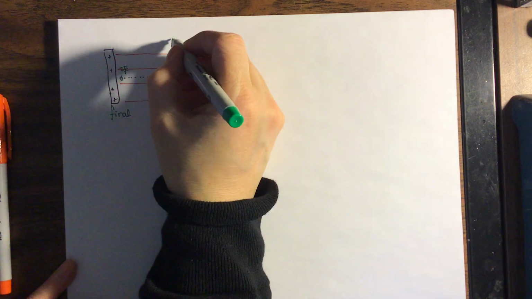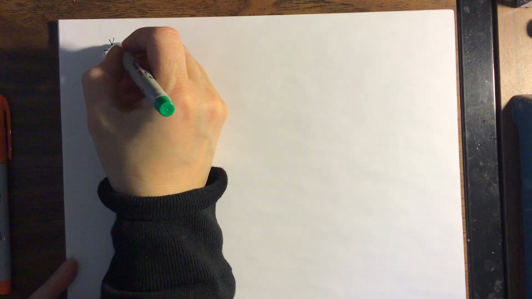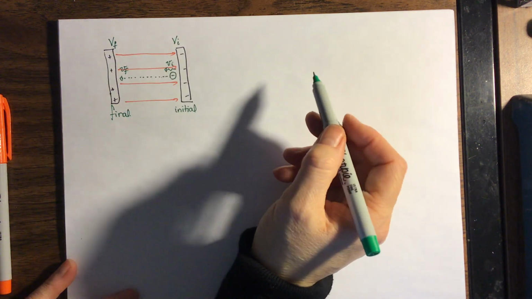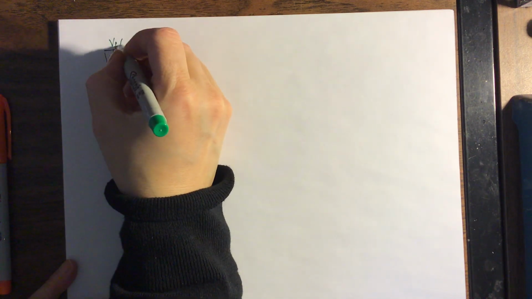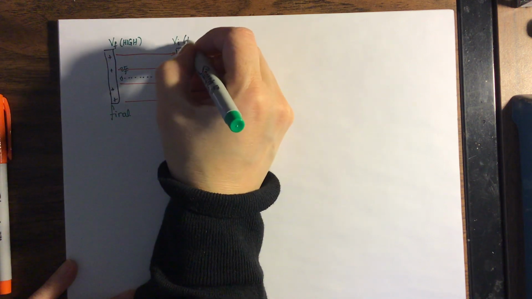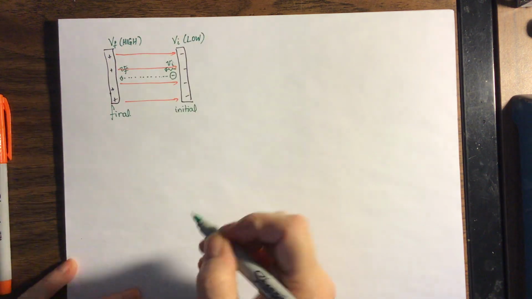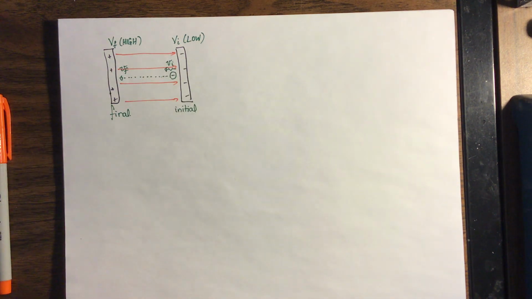At the negative plate, this is going to be our initial potential. At the final plate, that's going to be our final potential. We know electric field points from high potential to low potential. So VF is the area with high potential and VI is the area with low potential. Okay, we don't know for sure we're going to need this, but it's good to get everything that you may be using written down.